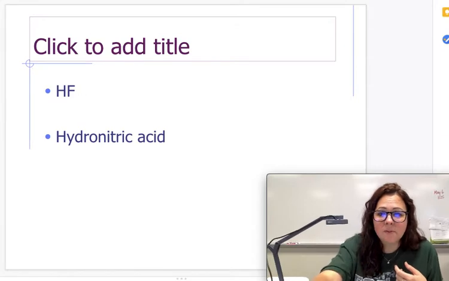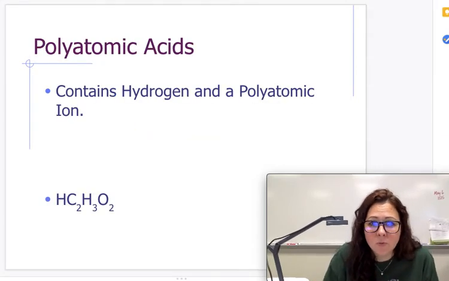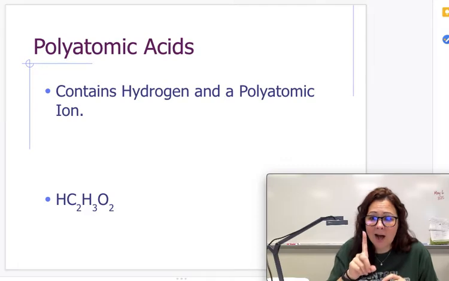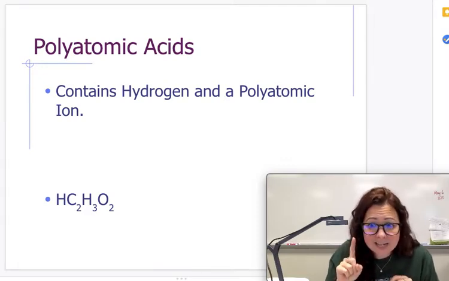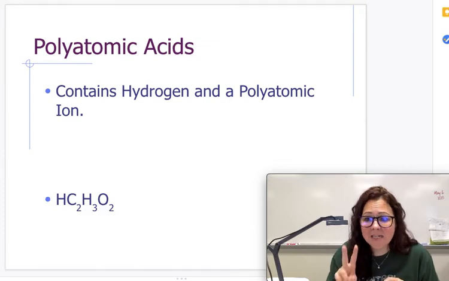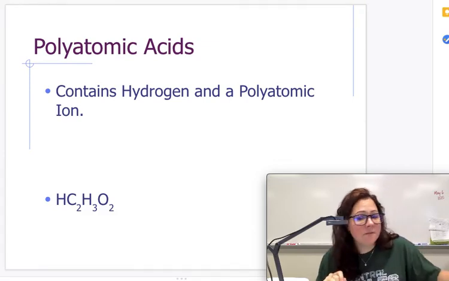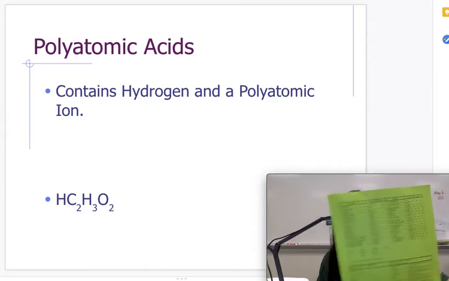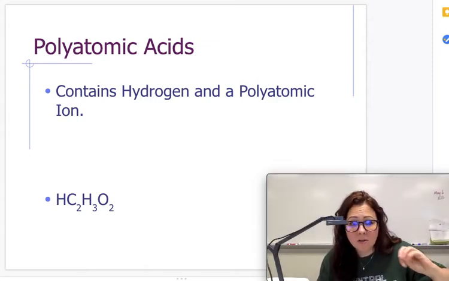So these examples I'm going to come back to when we're done with all of the rules on all of your naming. So we're going to look at polyatomic acids next. With your polyatomic acids, these are the ones that end in ITE, not IDE, ITE and ATE. All of these are on the back of your periodic table on your polyatomic ion sheet. All of them are going to end in ITE or ATE.